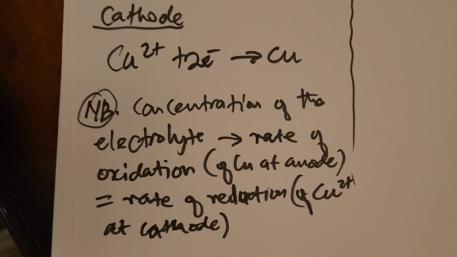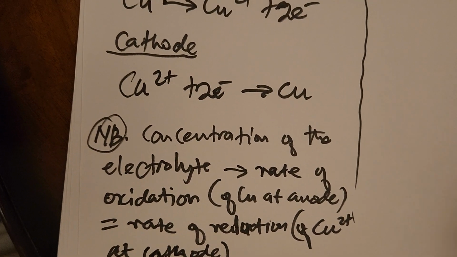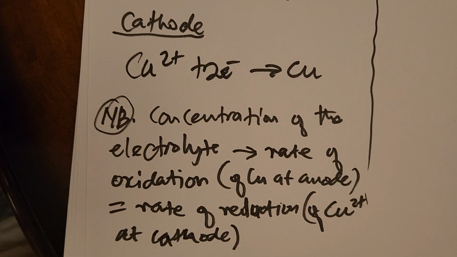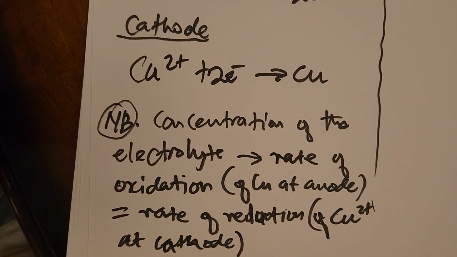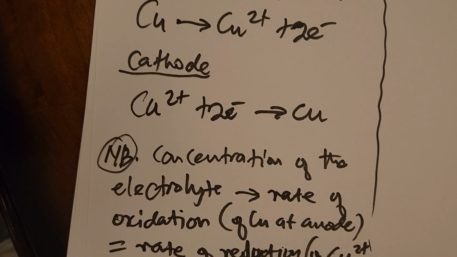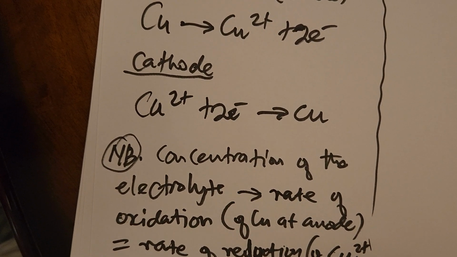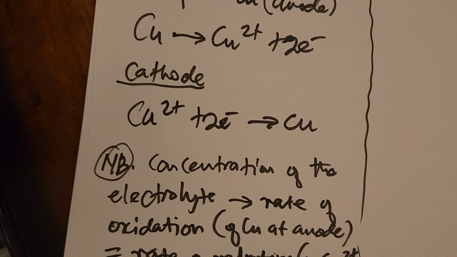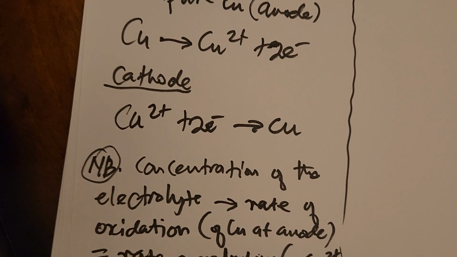So that is why the concentration of the electrolyte is not used up here. It will remain the same, because when we lose 2 moles of electrons at the anode, they are gained at the cathode. So that is the most important one. Let's just pause and then we'll continue with the one of electroplating.